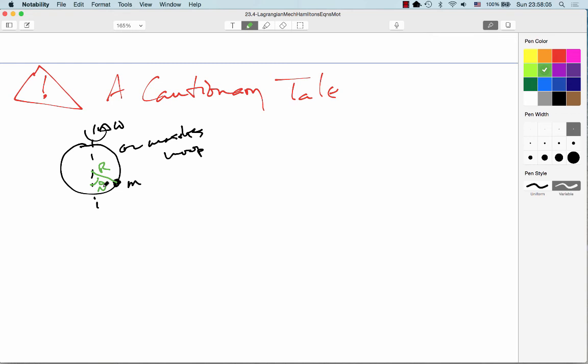Now, what's cautionary here is that we've got just the one generalized variable, but this lives in xyz. So my xyz to theta conversion, if you think about it, as this rotates, has an explicit time dependence.